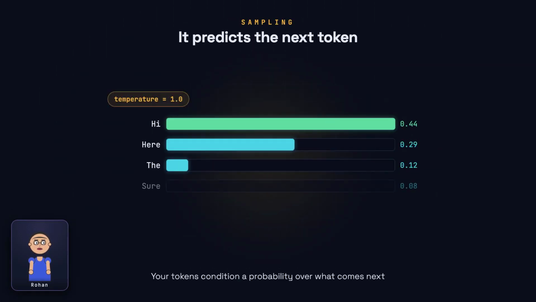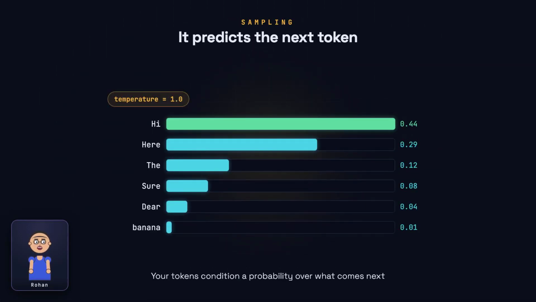What does the model do with those tokens? It produces a probability distribution over the next token, how likely each possible token is to come next. Your prompt is the condition on that distribution. Change the prompt, and you reshape these bars. The whole reply is just this, repeated. Predict a token, append it, predict again.